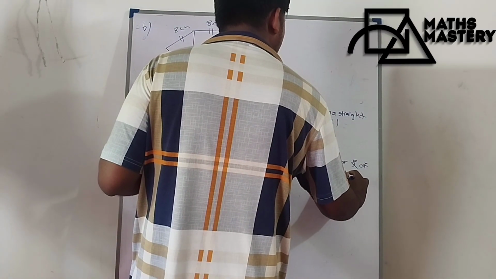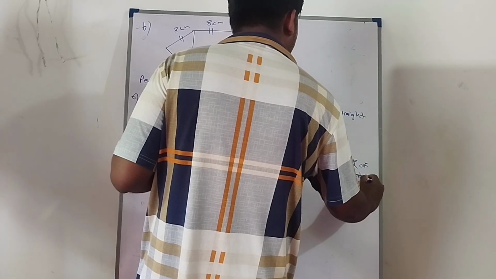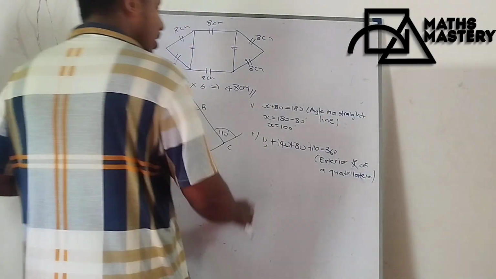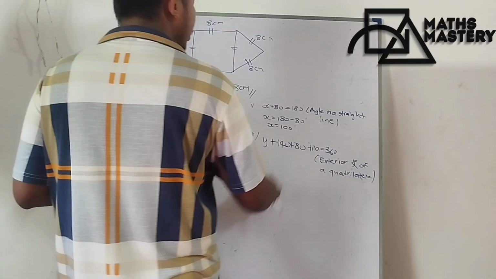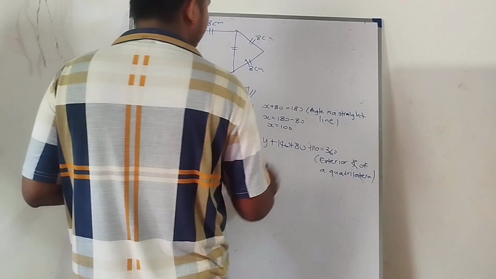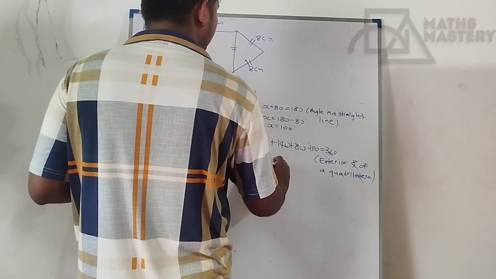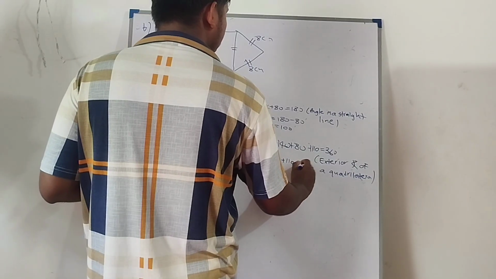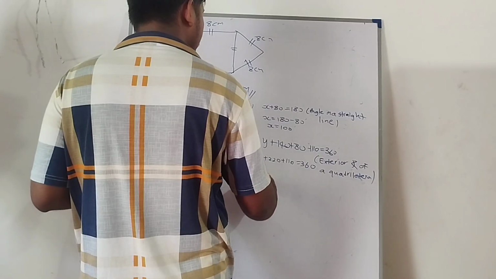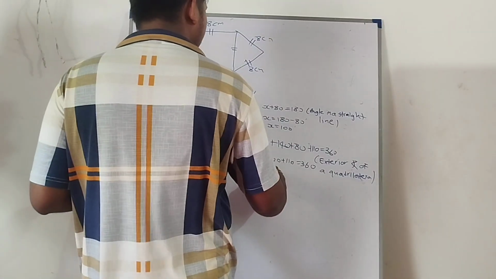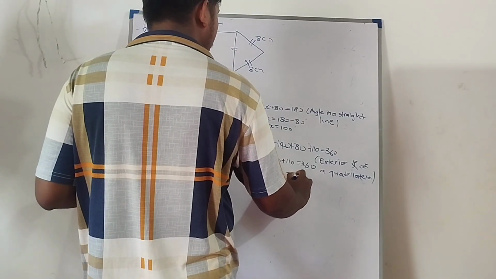This is the reason. Okay. Now let's simplify this. 140 plus 80, if you add these, students, you'll get the answer 220. 220 plus 110, if you add, you'll get the answer 330, which is equal to 360.